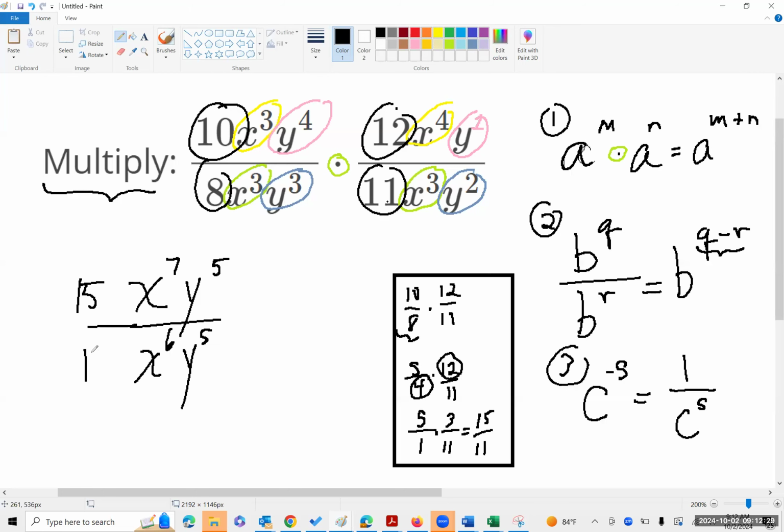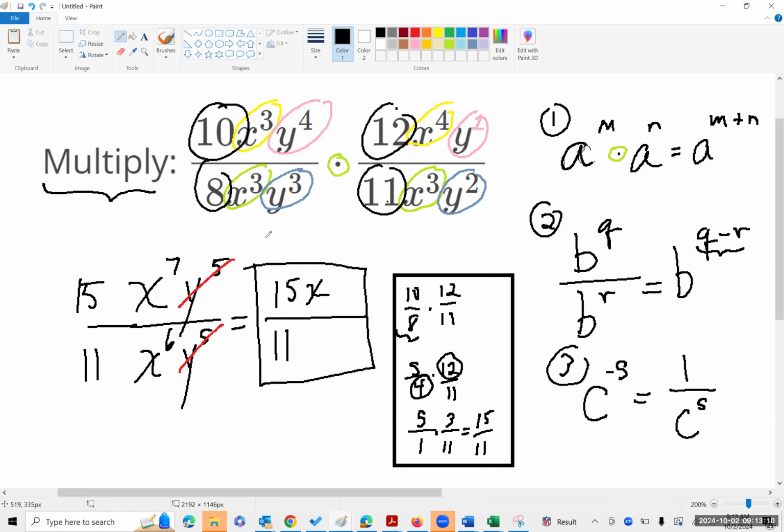So I've got 15 over 11. And now I'm going to apply property number 2. But actually, before I apply property number 2, you may notice that those are going to cancel. And so we're finally left with 15 over 11. And in the numerator and denominator positions, I have x to the 7th over x to the 6th. You subtract the 7 and the 6, which is a 1. So you get x. So this here is your final answer.